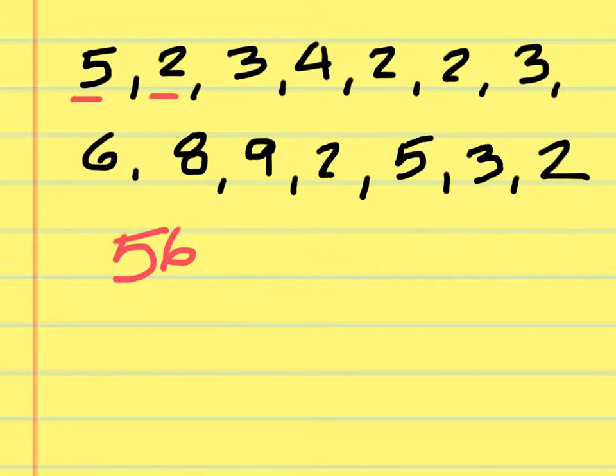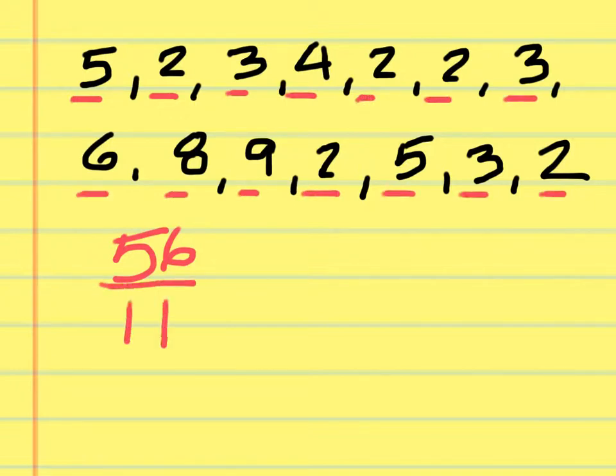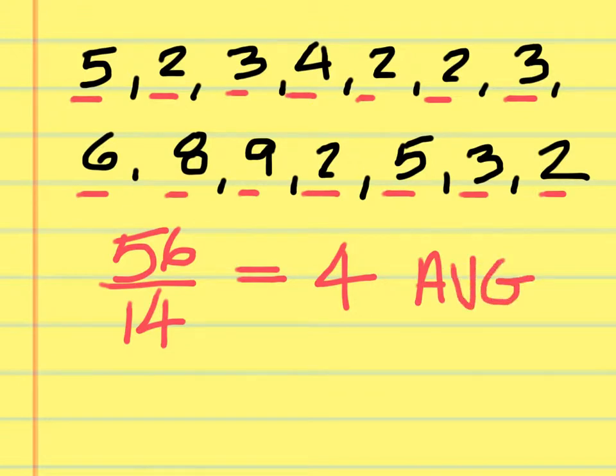14. Let's see. 1, 2, 3, 4, 5, 6, 7, 8, 9, 10, 11, 12, 13, 14. Okay, what is 56 divided by 14, Porter? 56 divided by 14 is 4. So that is the average. So we took care of the mean, which is the average.